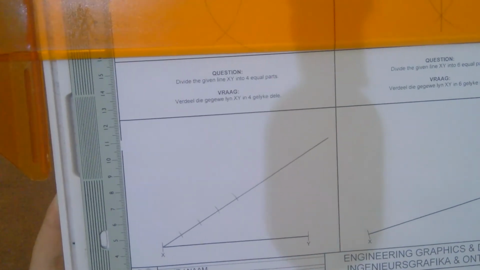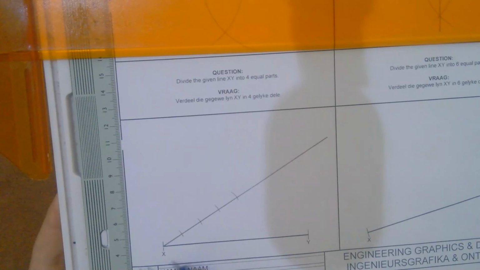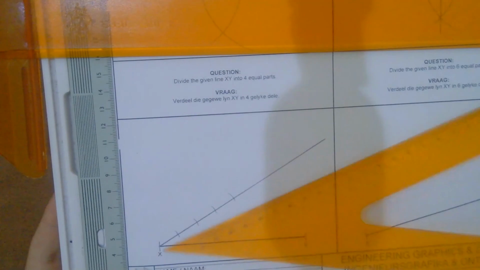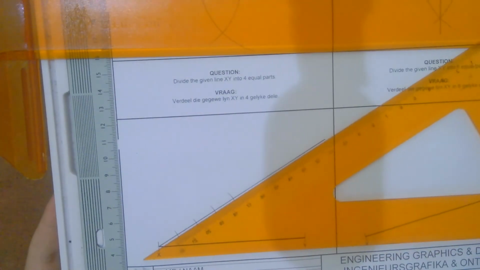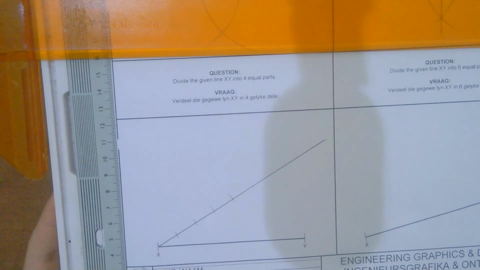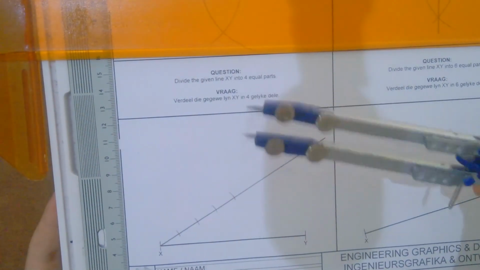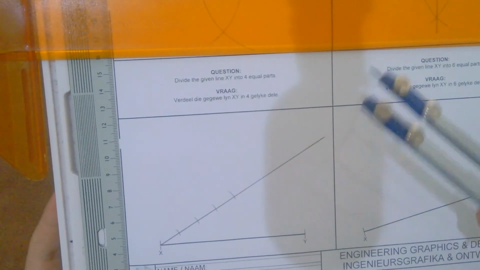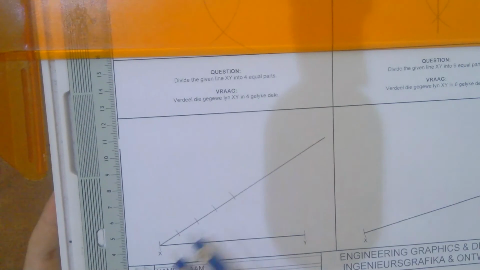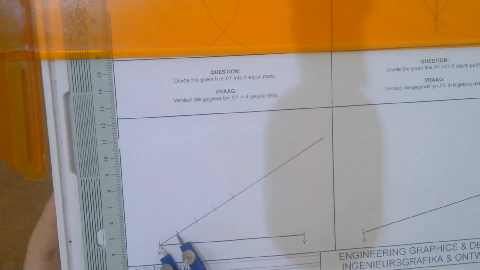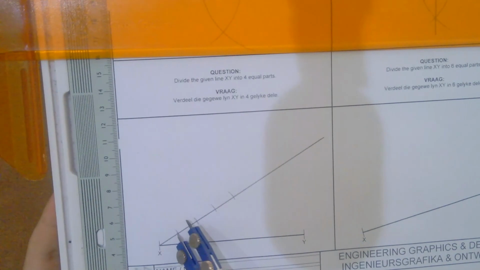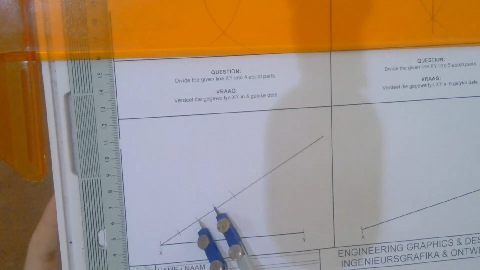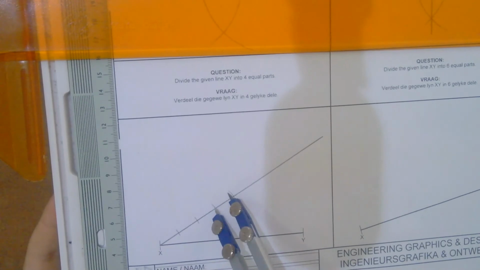Zoom in here, see I've got 4 little points. How I got those, again, I took my set square, this triangle, put it down here and drew a line. Okay, set my compass to any random size. Obviously a size that makes sense, not a size too big, but a size that makes sense. Start at X, draw. Next point, draw. Next point, draw. And next point, draw.